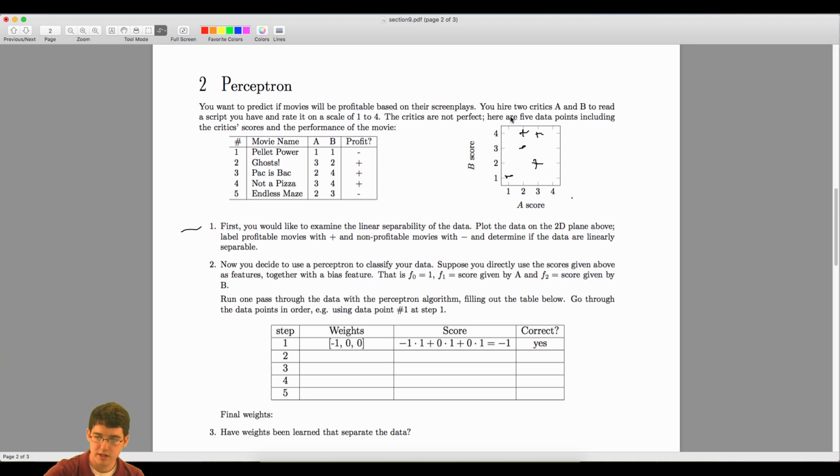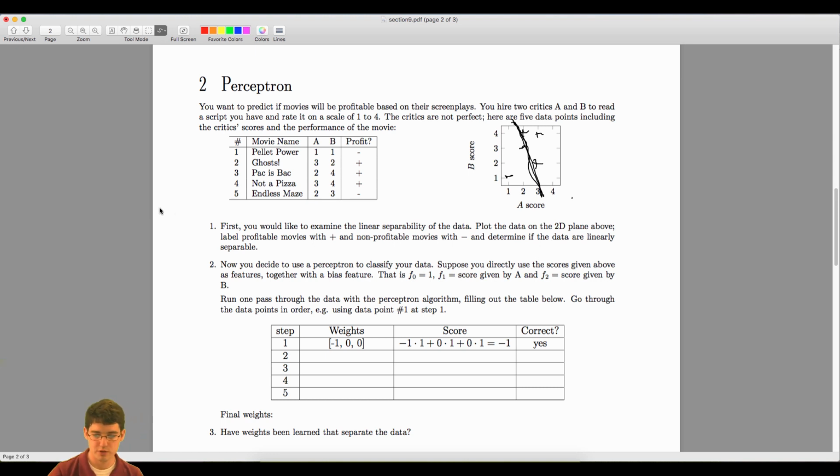Okay, well, let's look at our plot here. It turns out for these 5 points, we could draw a line roughly through here. It should be a straight line, of course, but it's hard to draw. And we can see all the negatives are on one side of the line and all the positives on the other side of the line. So this means the data is linearly separable, and our Perceptron algorithm will eventually be able to find that line.